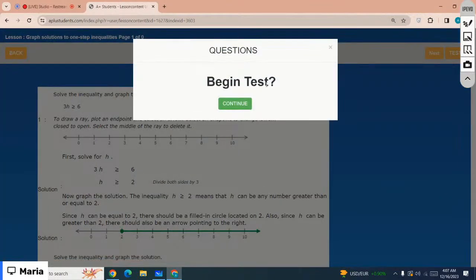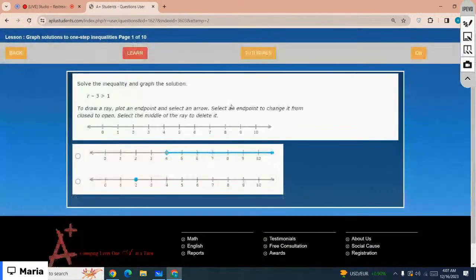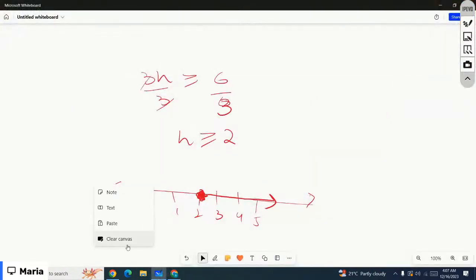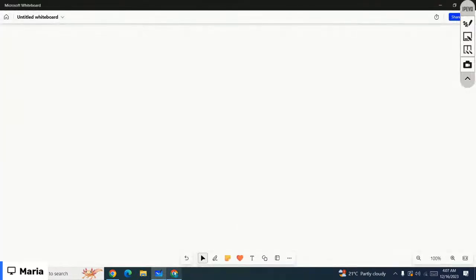Let's just start with the test questions, that is r minus 3 is greater than 1. Let's see how we graph. That is r minus 3 is greater than 1, right? First just calculate the value of r. You need to add 3 to both sides. 3 minus 3 is 0. You are left with r is greater than 4, right?